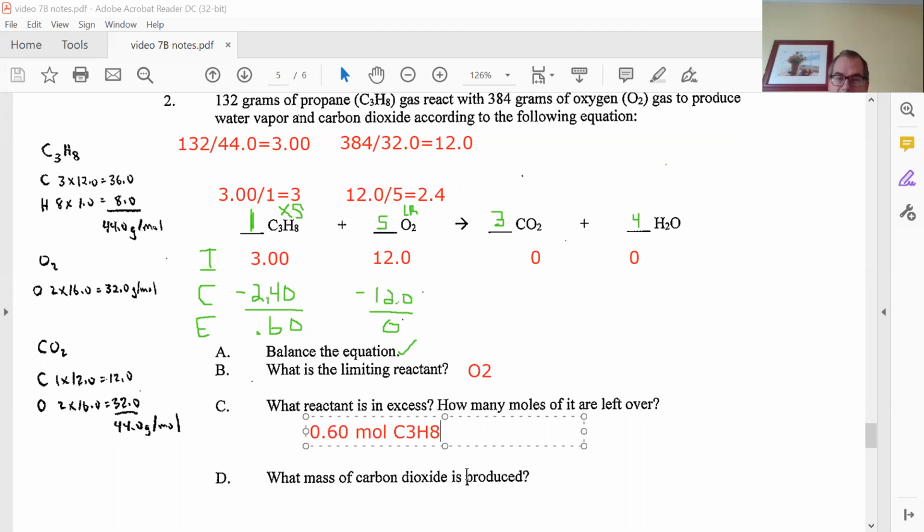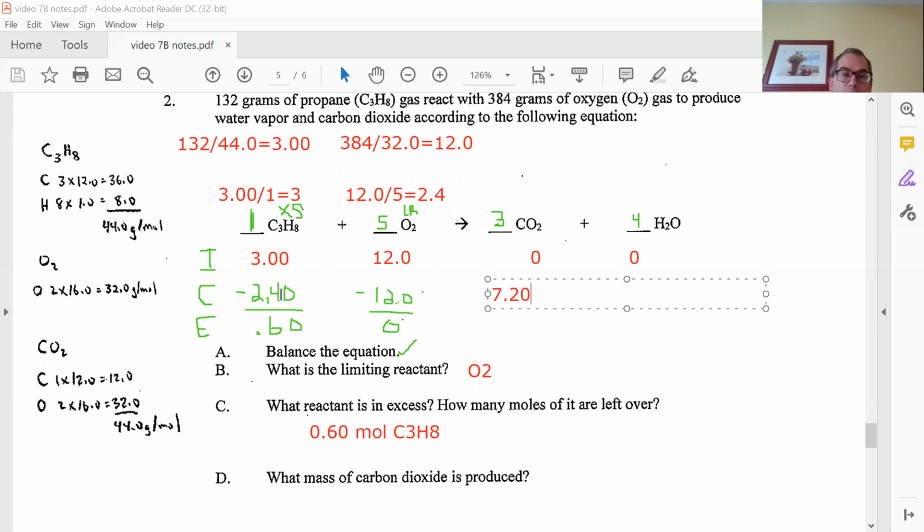It says, what mass of carbon dioxide is produced? So we can figure out this and this, but there's no questions about the water, so I might just let it go and not answer them. I'm going to focus mostly on the carbon dioxide. And when I look at this, my limiting reactant is 12. I can say 12 times 3 divided by 5, and I end up getting 7.20 right here. So I have to start with the limiting reactant and then multiply by 3/5.